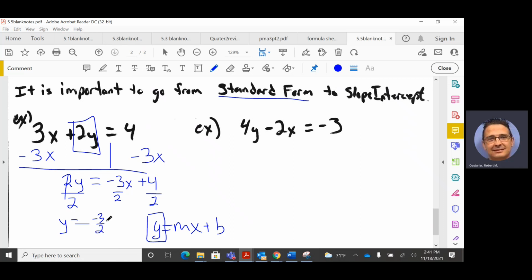And like that, see how our equation just starts forming? 4 divided by 2 is 2. So now we would be ready to graph this. Our y-intercept is 2. Our slope is -3/2. There you go. Pause your video, try the next one on your own, guys.